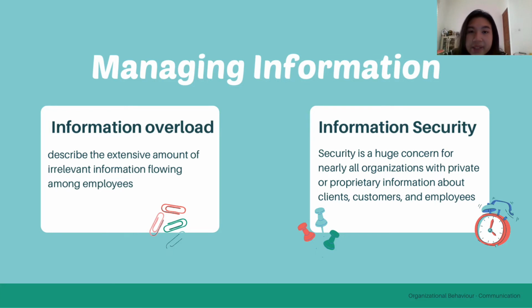So in managing information, we have challenges which are information overload and information security. Information overload describes the extensive amount of irrelevant information flowing among the employees, and examples are endless computer files and millions of email messages. To overcome this situation, we have to identify the priorities and understand the importance, and also put a limit on information gathering. And the next one we have is information security.